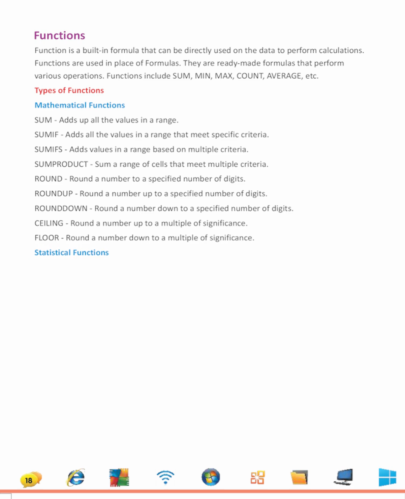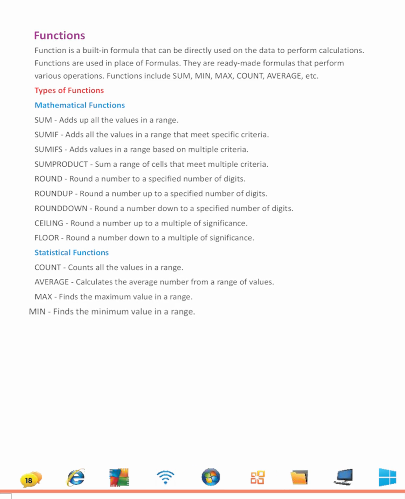Statistical functions. Count counts all the values in a range. Average calculates the average number from a range of values. Maximum finds the maximum value in a range. Minimum finds the minimum value in a range. COUNTA counts all non-empty cells in a range. Count blank counts all blank cells in a range.